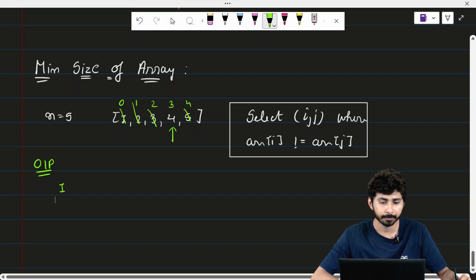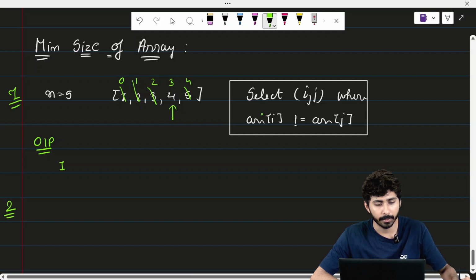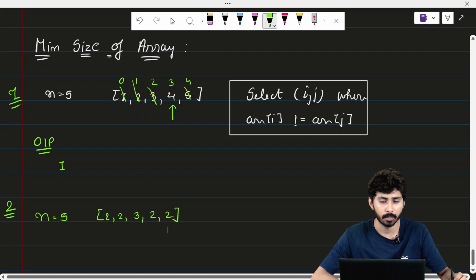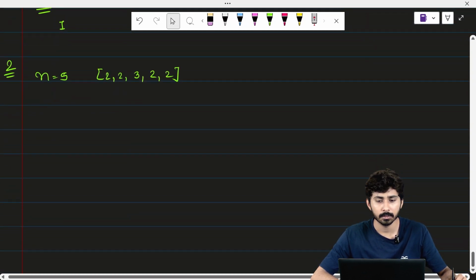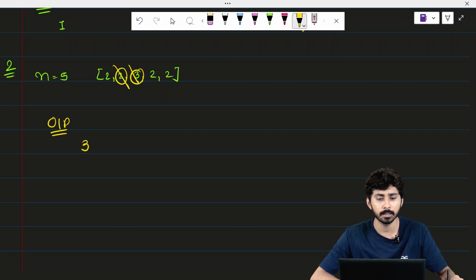One more thing to note is that the array is going to be unsorted. And what about duplicate elements? Yes, the array can contain duplicates as well. Let's say n equals 5 and the elements are 2, 2, 3, 2 and 2. The operation cannot select similar elements, so I cannot select this 2 and this 2 because the elements are the same. What I can do is select this 2 and this 3 and remove these two elements. Now all the remaining elements are identical, so the output is 3 because the size of the array is now 3. It cannot be reduced further.